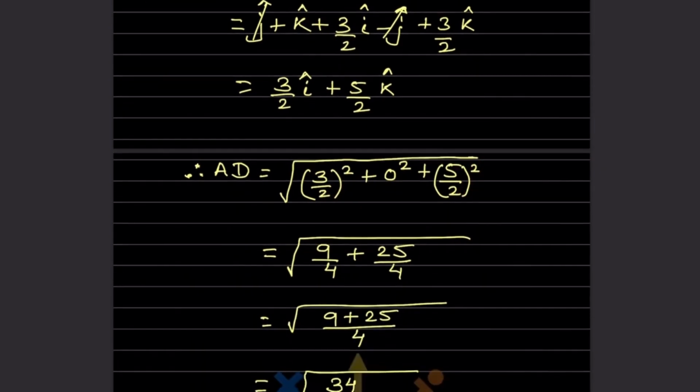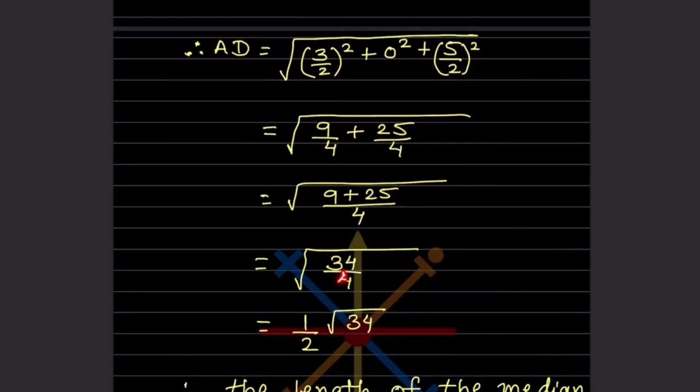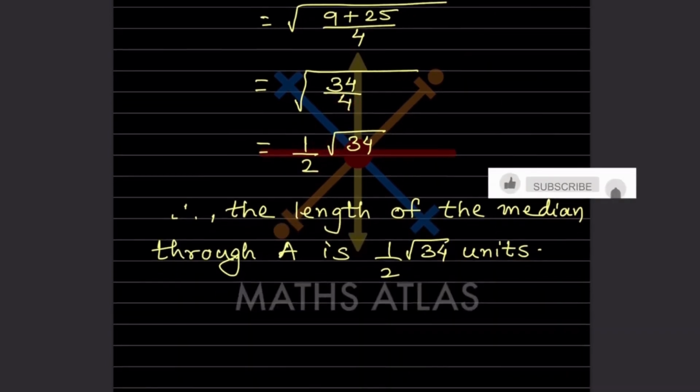When we add this together, that is going to be 34 by 4. Now you know this 4 is a perfect square, so this will be root of 1 by 4 when the 4 is in the denominator, and that is going to be 1 by 2 because 4 is a perfect square. So this 1 by 2, let us take out of the root, and this will be root of 34. So we can see the length of the median to A is 1 by 2 root 34 units.